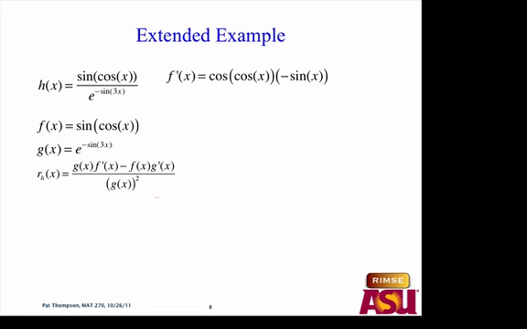Can anyone give a stab at the rate of change of g before I put it up there? Anyone want to try rate of change of g? Calvin. E to the negative sine 3x, times negative cosine 3x times 3. Yeah, you got it.